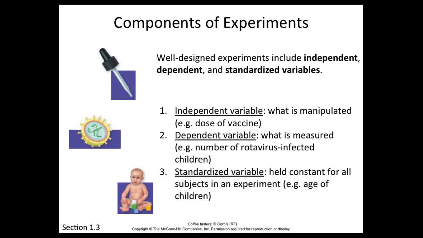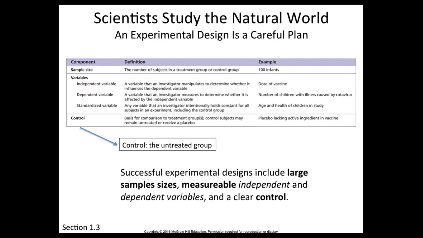The dependent variable is what is measured. For example, the number of rotavirus-infected babies. And 3, the standardized variable is held constant for all subjects in the experiment. For example, the standardized variable in this instance is the age of those newborns. In this table, it shows us the definitions of these terms and examples from our study.